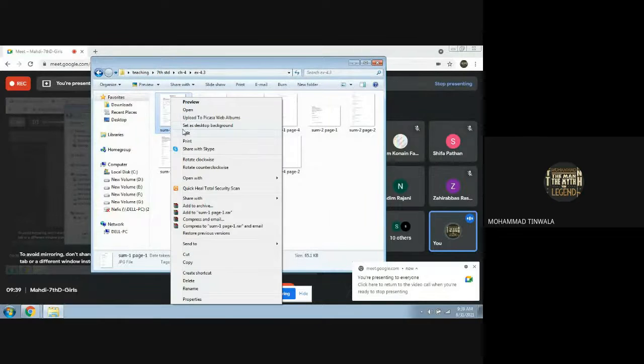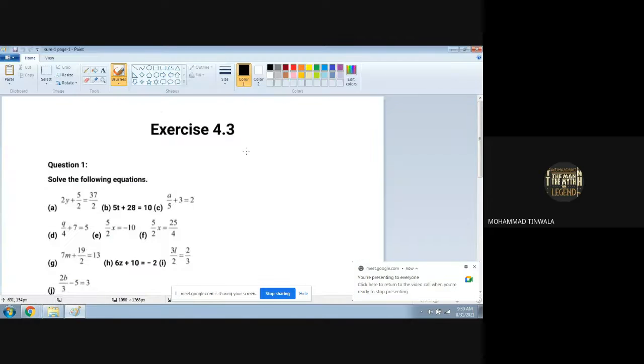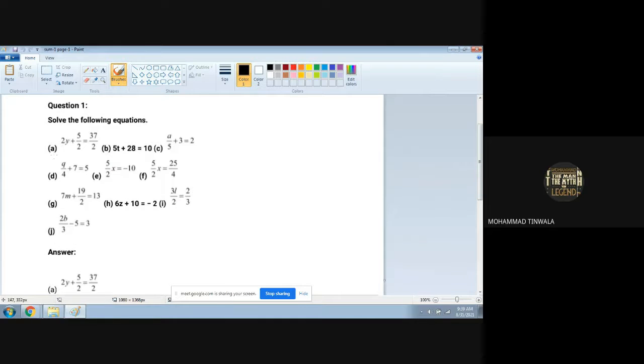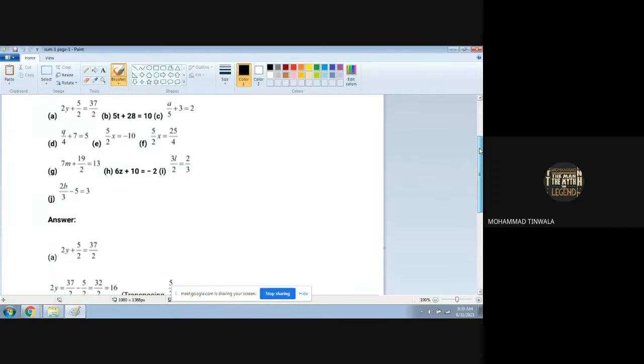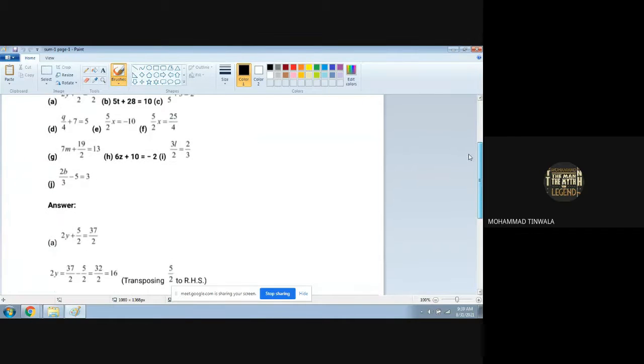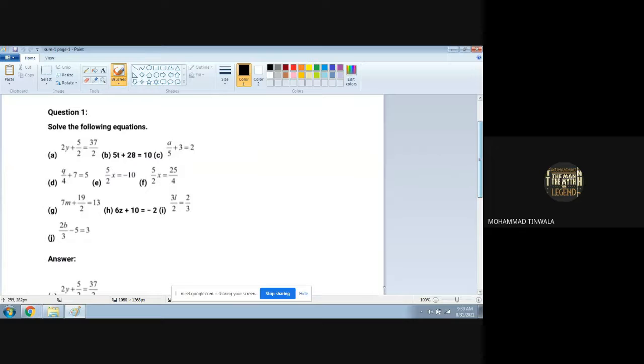In our last lecture, Exercise 4.3, question number 1. Solve the following equation: 2y plus 5 upon 2 is equal to 37 upon 2. Transposing this plus 5 upon 2, we were taking it towards the right side, if you do remember.